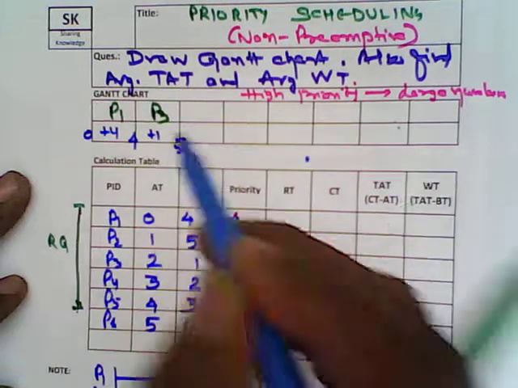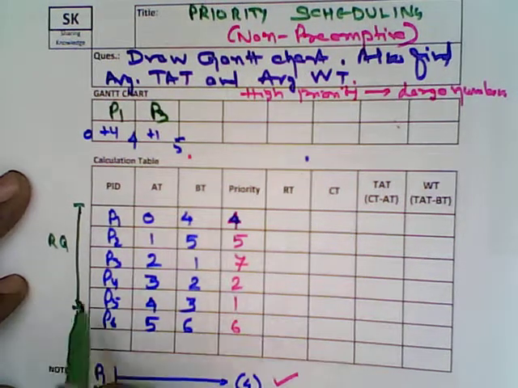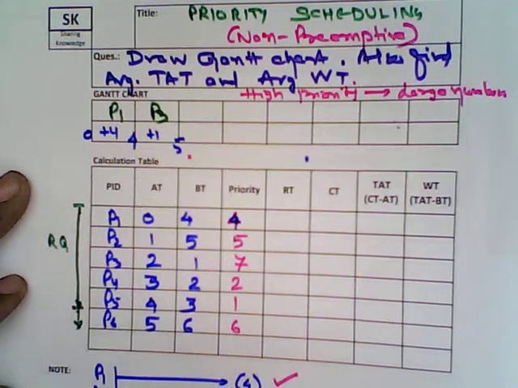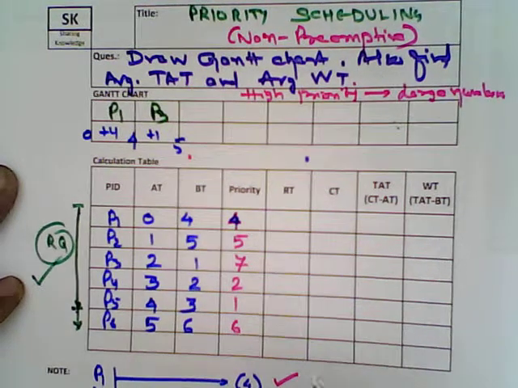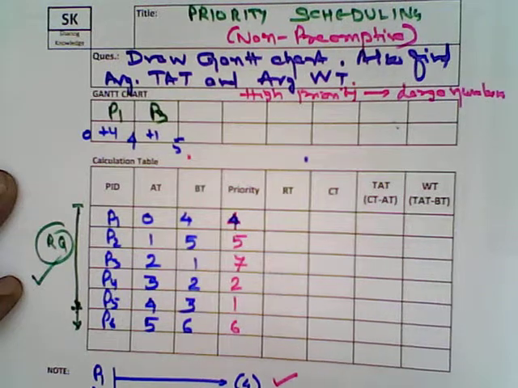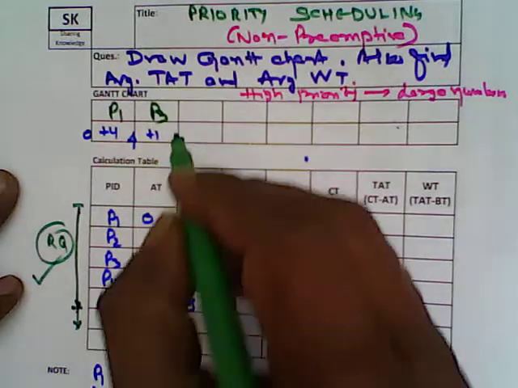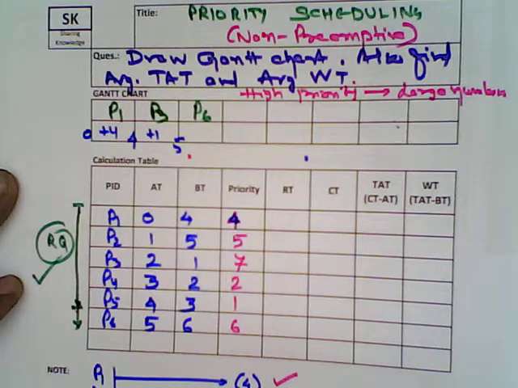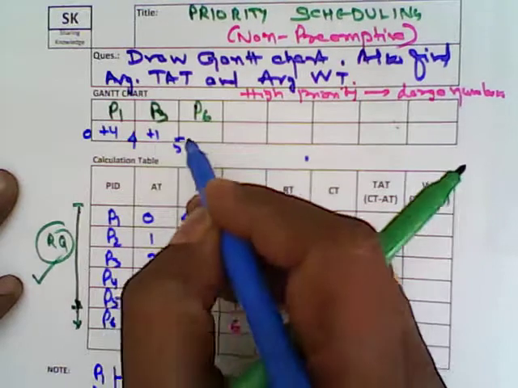Now after P3, what happened? This process has come up. Arrival time is 5, equal to 5. So the ready queue condition has been satisfied. Now what is next? After P3, the next process based on the priority is nothing but process 6. So we put down P6 here. Now how much time does P6 need to process? Based on the burst time equal to 6, we add 6, so it becomes 11.